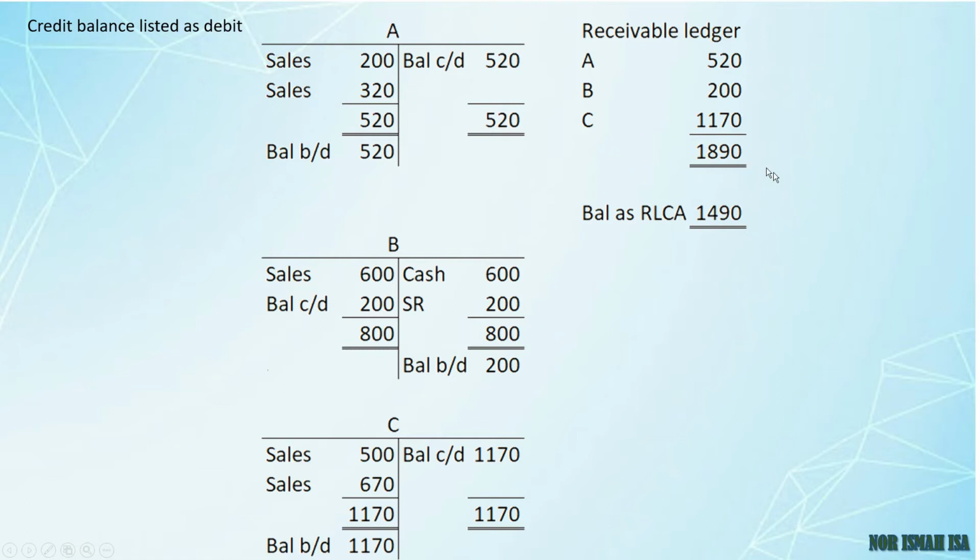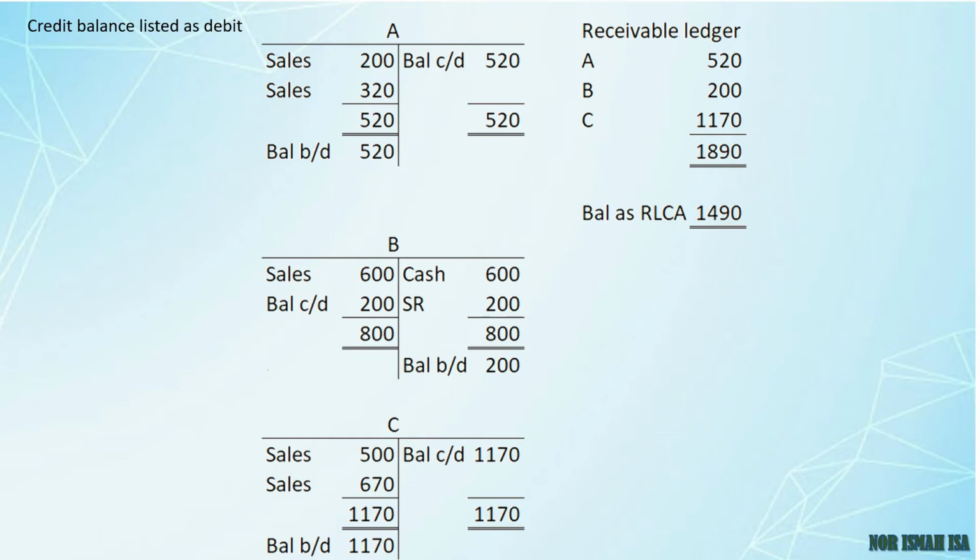So the difference, when this error occurs, is double the actual amount, where the actual balance is 200 credit. So 1,890 minus 1,490, the difference is 400.